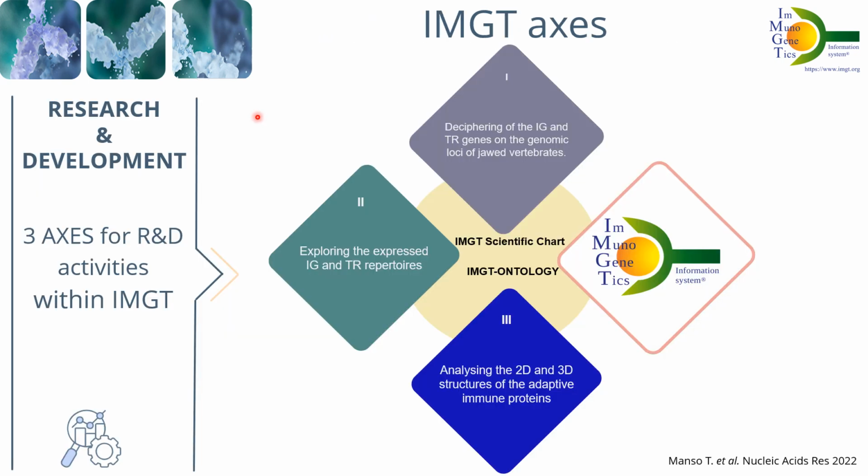Having concluded the little description of the icons at the top of the main IMGT webpage, I'll move over to the second part of my talk, which will be to provide an overview of the research and development activities within IMGT. There are three main areas of research and development, and we are going to spend a couple of minutes to describe and explore each one of them a bit more.